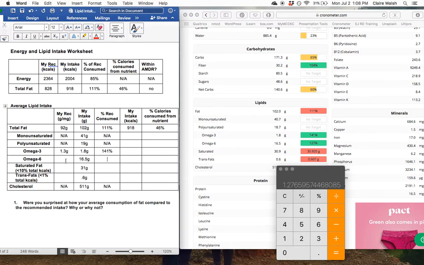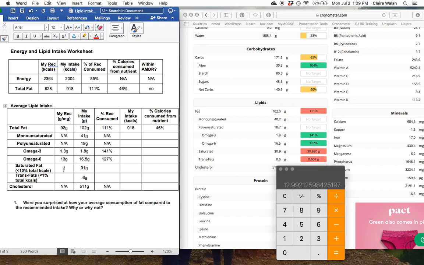All right, let's move on to omega-6 fats. So I consumed 16.5 grams, which is 127% of my goal. So to figure out what my goal was, I take 16.5 divided by 1.27, which brings me to 12.99. I'm going to go ahead and round that to 13. So 13 grams per day was my omega-6 goal. And we already know that I consumed 127% of that goal based on this percentage right here.